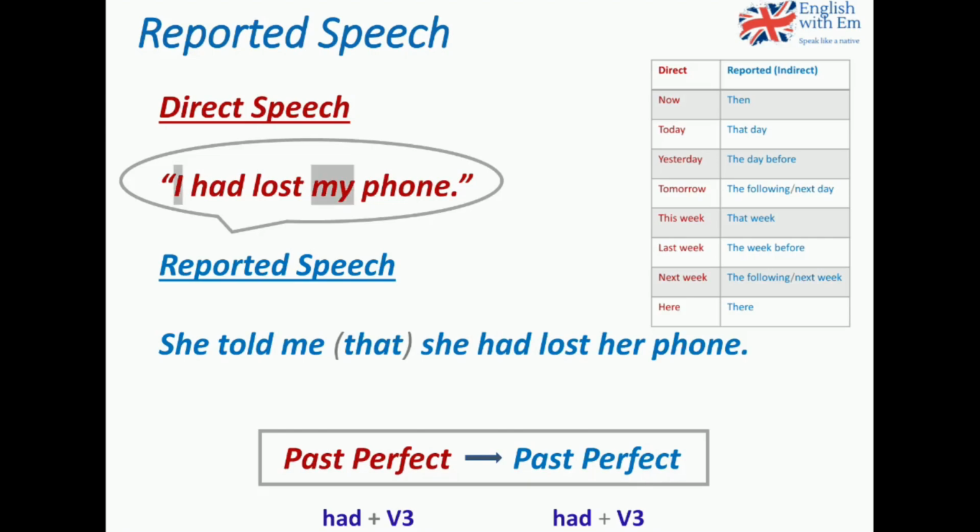Now in this case we've got the subject pronoun I and the possessive pronoun my, and we have to change both of them. She and her, because it's not my phone, it's her phone. And had lost, past perfect, and it doesn't change, had lost. So when we report the past perfect tense, we don't make any changes to the tense, it's only the pronouns that we have to change.